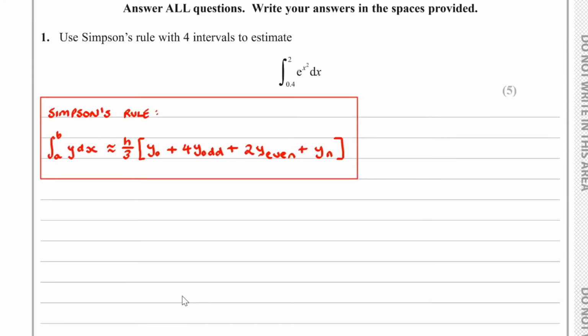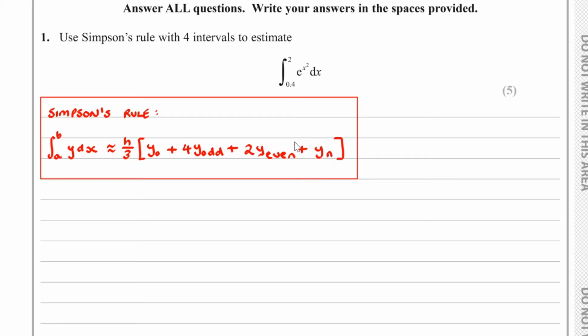The Simpson's rule tells us that the integral of y with respect to x in between a and b is approximately h over 3 lots of the first y value plus 4 lots of the odd y values plus 2 lots of the even y values plus the last y value.